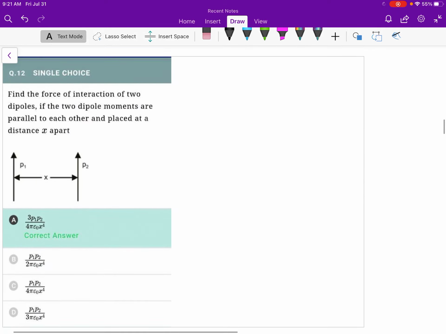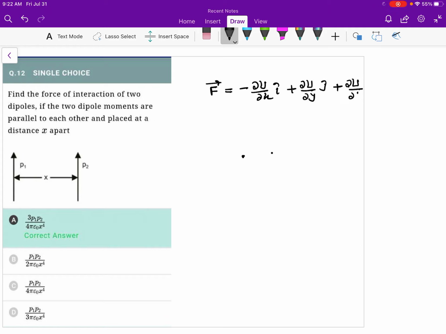Now next, find the force of interaction of two dipoles if the two dipole moments are parallel to each other. So for calculating force, we'll use F vector is minus del u by del x i cap, del u by del y j cap, del u by del z k cap, when u is a function of x, y, z.